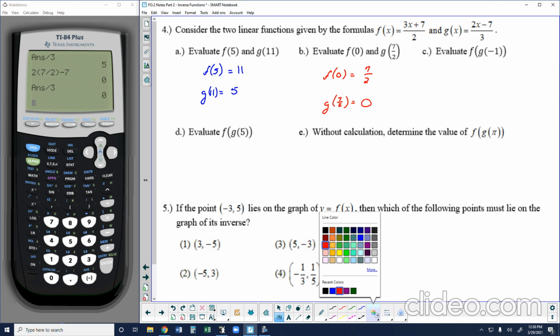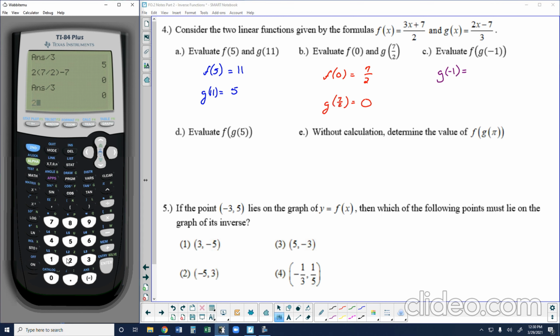So in problem C, it says f of g of -1. So in this case, I first want to evaluate what g of -1 would be. So g of -1 would be 2 times -1 minus 7, and that divided by 3. So g of -1 is -3. And then I'd be finding f of -3. So 3 times -3 plus 7 divided by 2 would be -1. So f of g of -1 is -1 here.